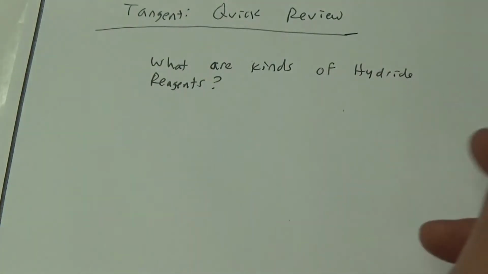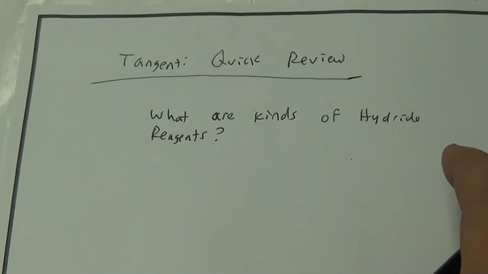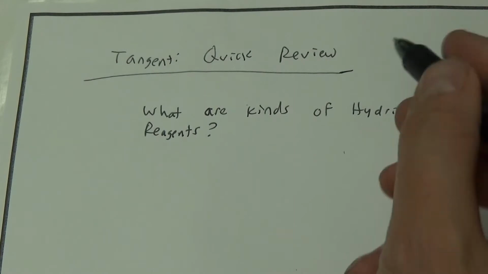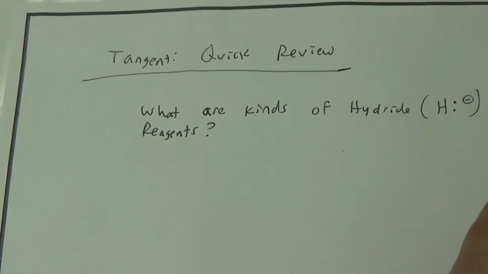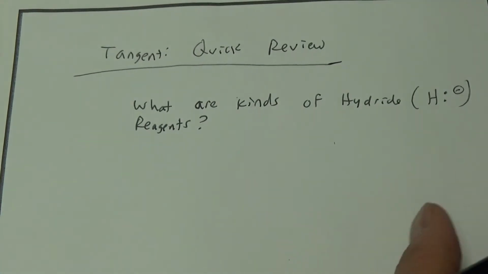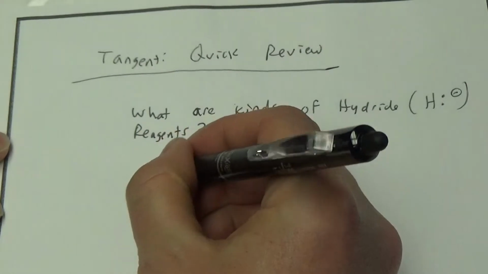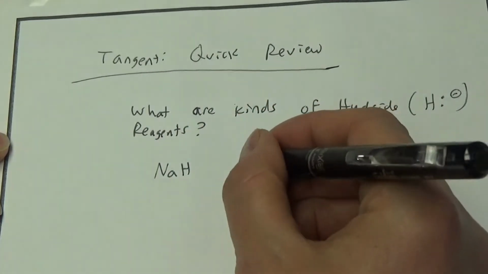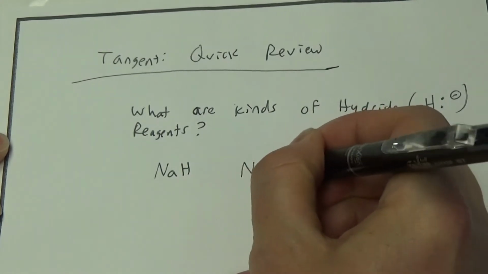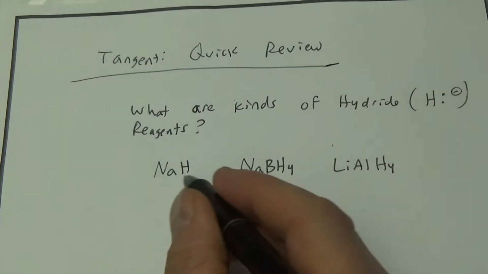Because we talked about a couple of them, actually we talked about two of them in detail, right? Remember those two hydride reagents? Hydride is H minus, H:-. There were NaBH4 and LiAlH4, right? But there's actually a third one, I just want to mention it. Because there's NaH, it's a different one. And then we have NaBH4 and LiAlH4. So what's this NaH one?